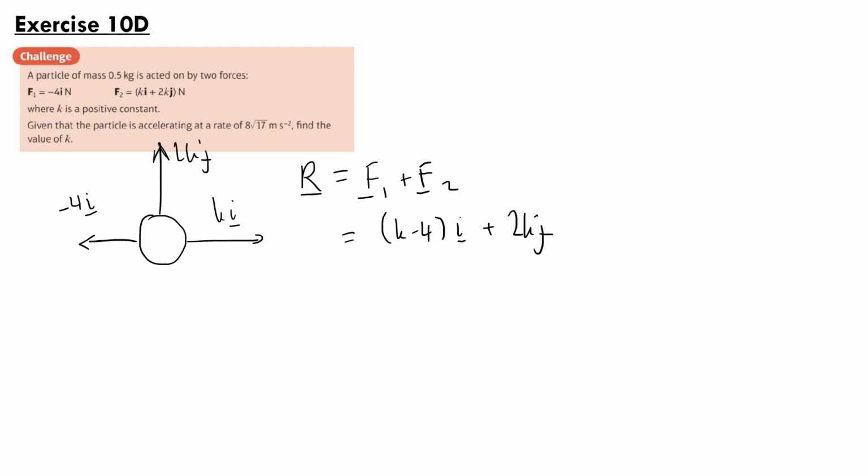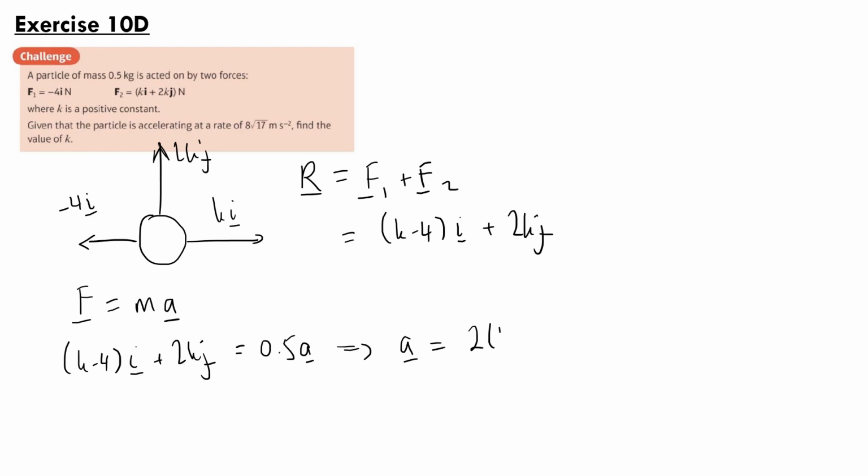And now we can use F equals ma, where F is the resultant force. And we're given that the magnitude of the acceleration is 8 times the square root of 17. So here we have (k minus 4)i plus 2kj is equal to 0.5 times the acceleration. So we have that the acceleration is equal to (2k minus 8)i plus 4kj.